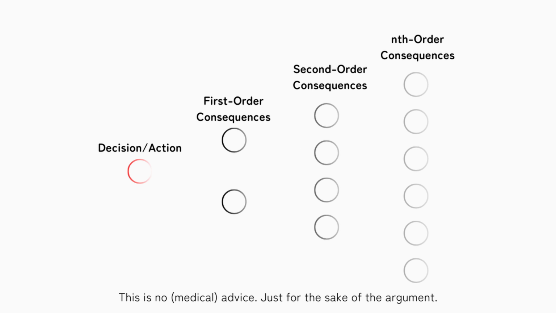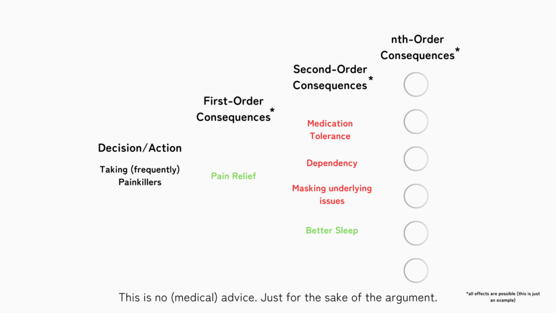Another example from daily life. This is no advice, of course, or no medical advice in this case. It is only here for information purposes, or to show the concept of second-order thinking. So, we do the action of frequently taking painkillers for temporary pain relief, for example, against headaches. The first-order consequence is in this case positive, because the pain, or in our case a headache, is relieved and we feel better. Now, we can look at the second-order consequences.